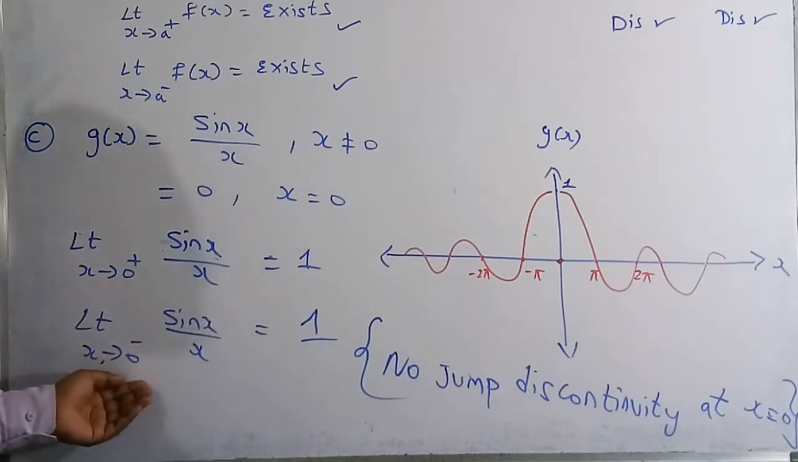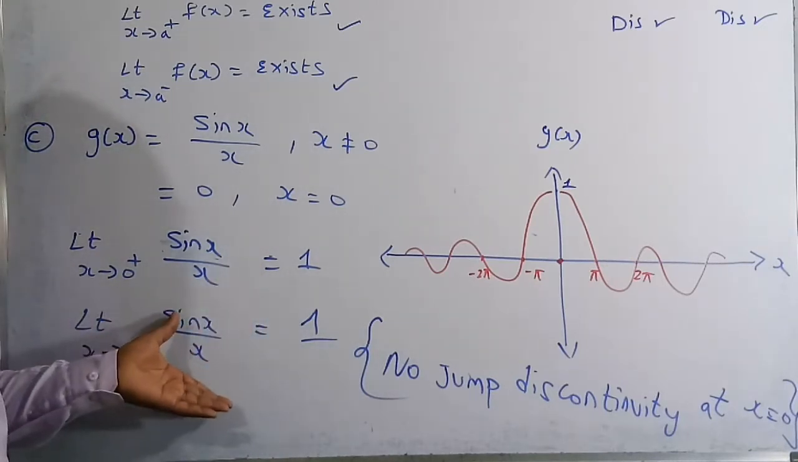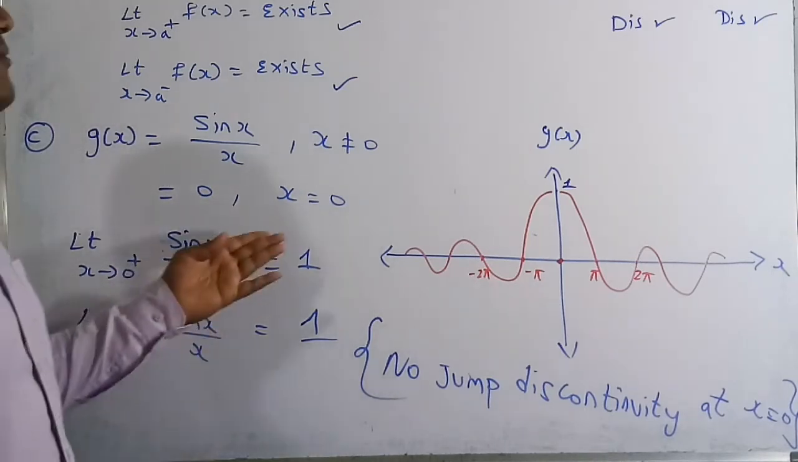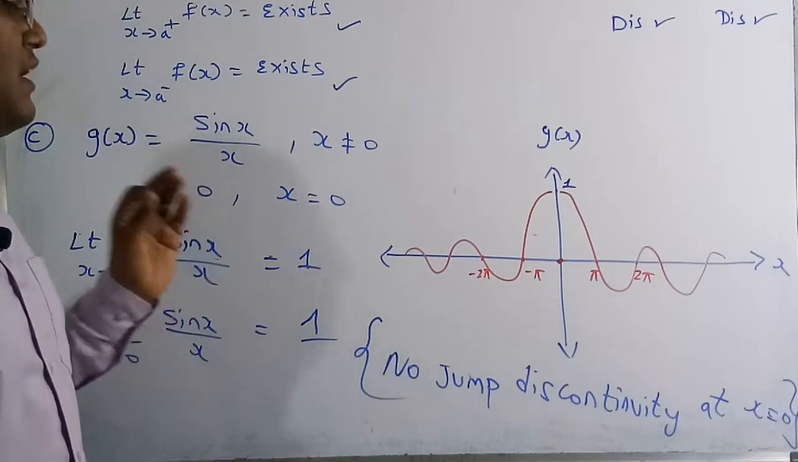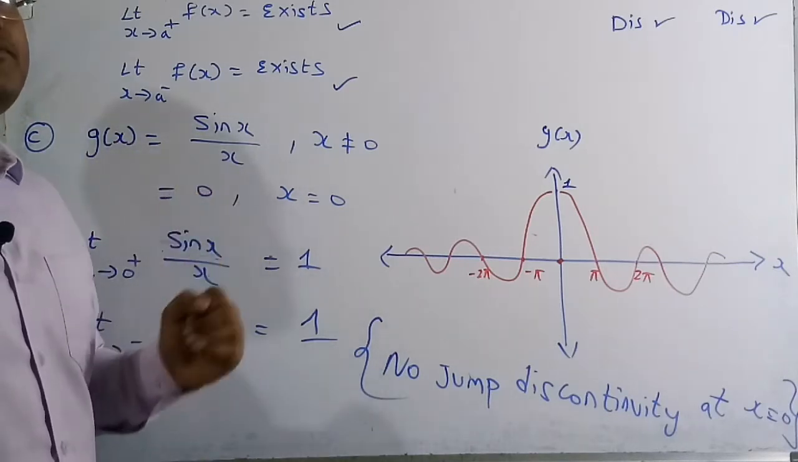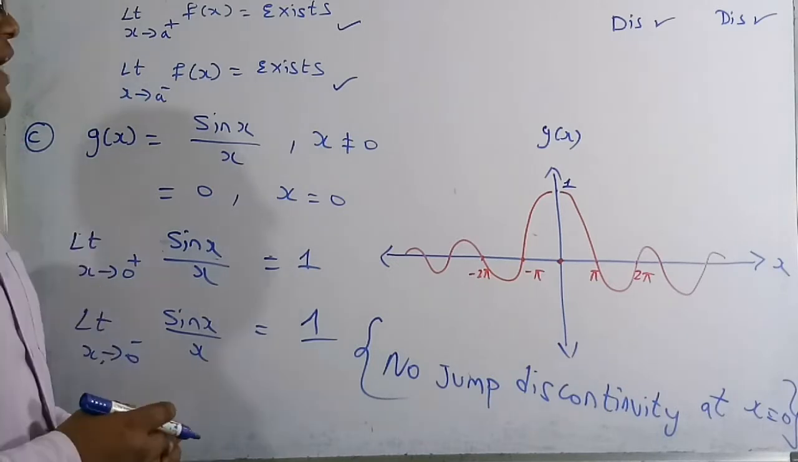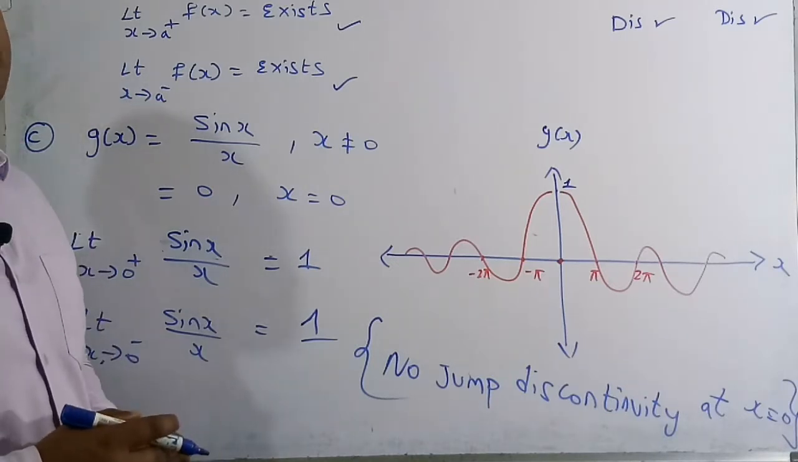Now go for the left hand limit of sin x by x. By using the same property we are still going to get the same value, 1. So we can say that the right hand limit is equal to the left hand limit, which means the limit is defined at x equal to 0. So therefore there is no jump discontinuity present at x equal to 0.